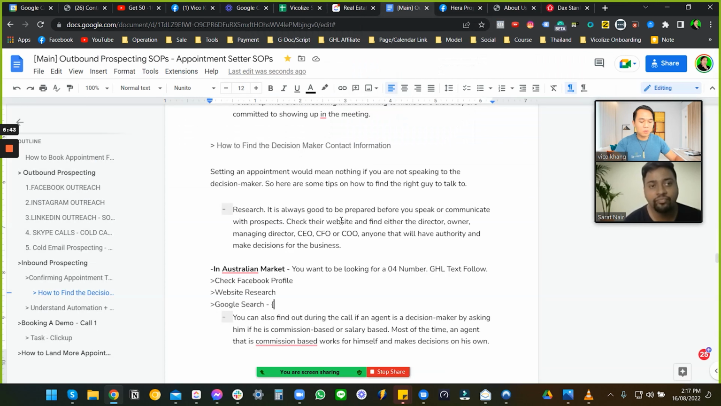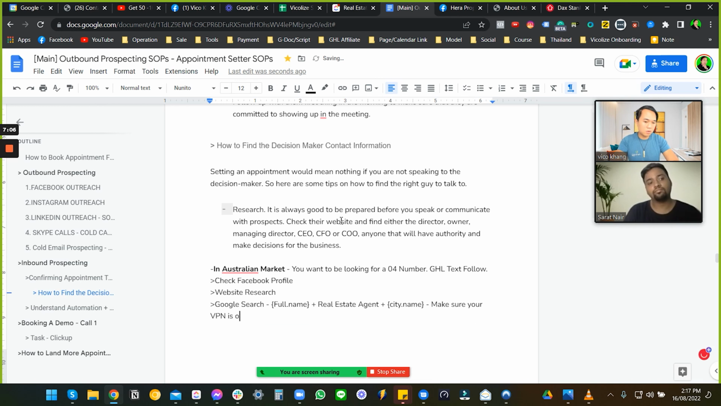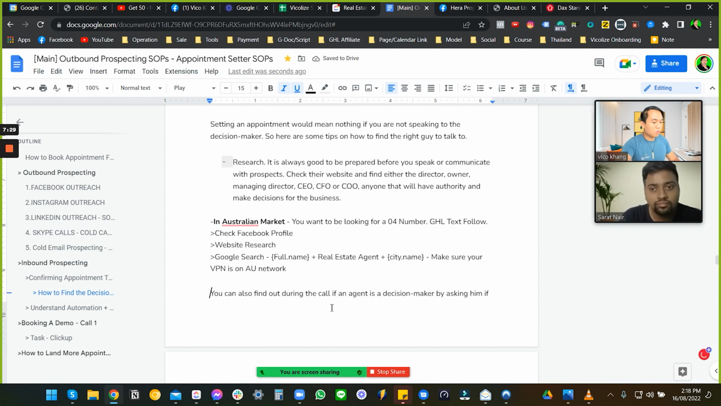Let's come back to our SOP. What we do is the full name plus real estate agent plus city name. That's the framework you put on Google. And make sure your VPN is on the AU network. If you have someone on Facebook and you can't find them there, you can't find them on any website, and you can't find them on a Google search, they're probably not a good lead. Most likely, but we don't want to make that assumption and disqualify people, because if we keep disqualifying people, that's going to decrease our overall outreach output. If you disqualify people based on very basic stuff like this, it hurts us.